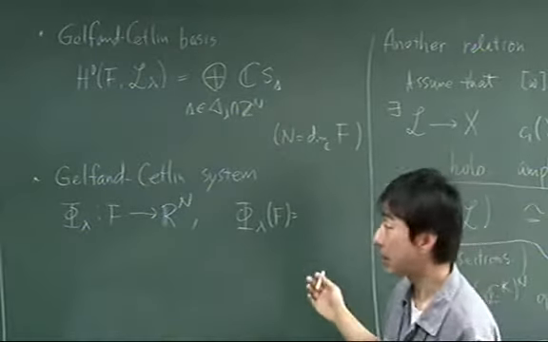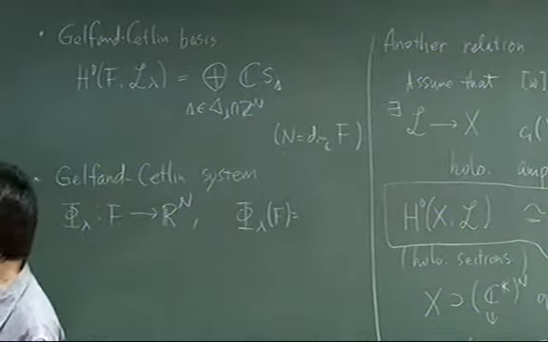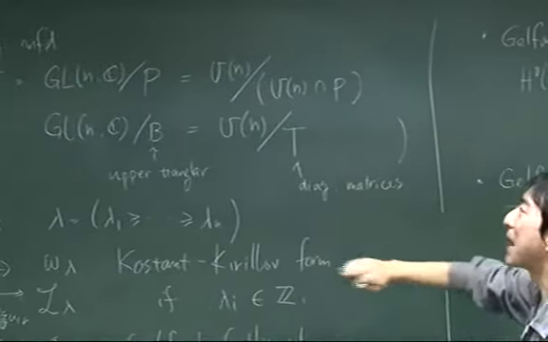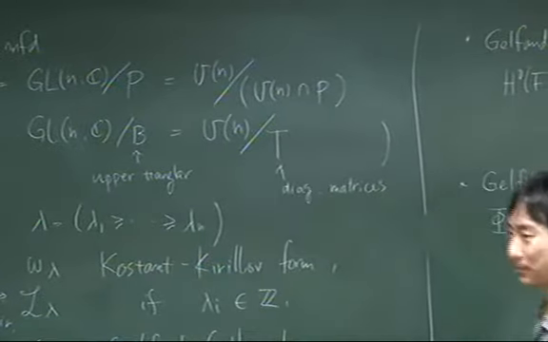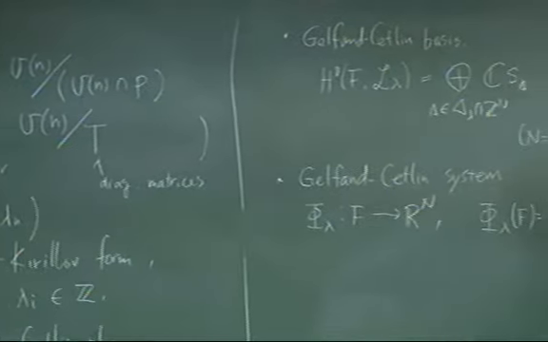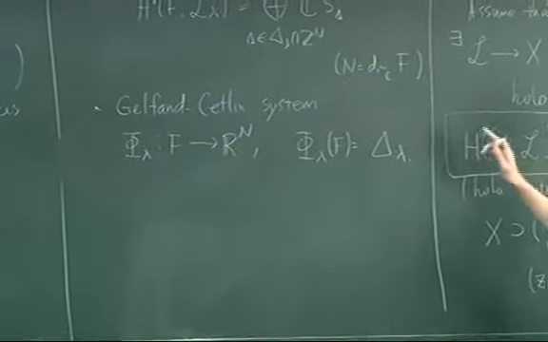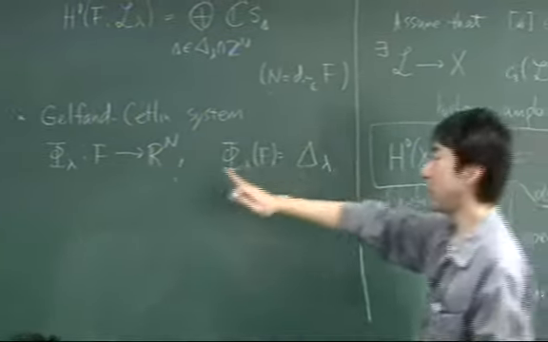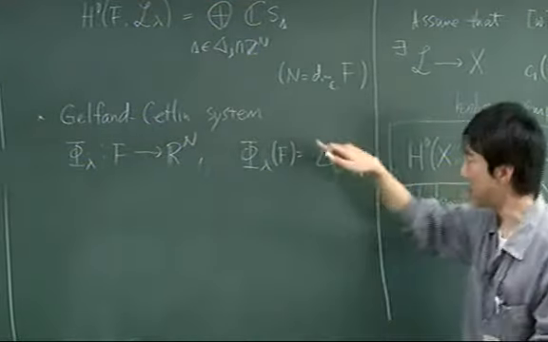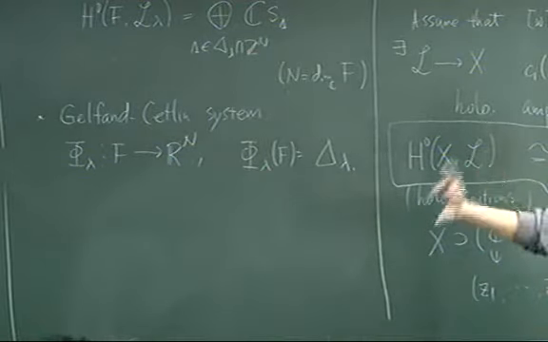So what's the role of lambda? I'll explain later, but this corresponds to the highest weight of the representation. So then there is a completely integrable system on a flag manifold, and its image coincides with this polytope. So the relation is completely parallel.